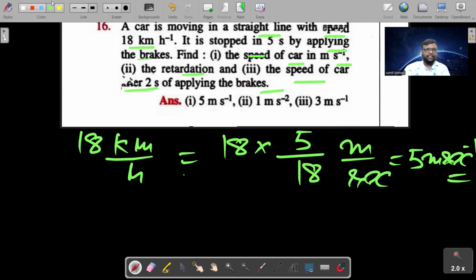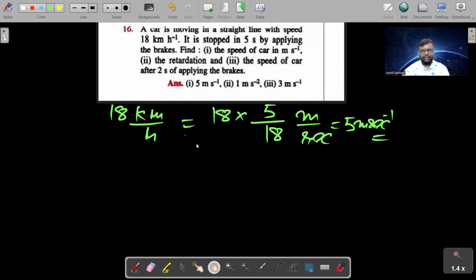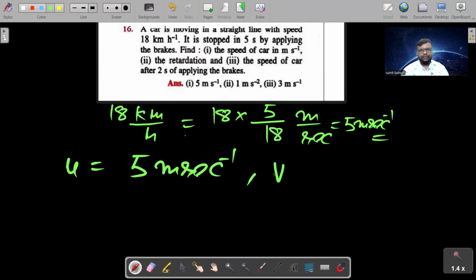Now, student, next you have to calculate the retardation. So see how to calculate it. How much is the initial velocity here? Initial velocity is 5 meter per second. Final velocity is 0. And students, time is 5 seconds.